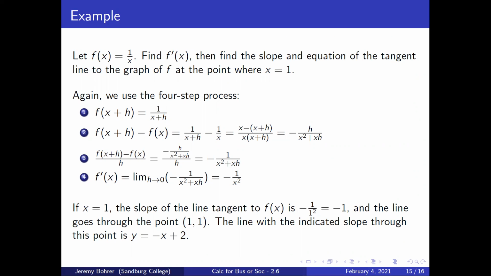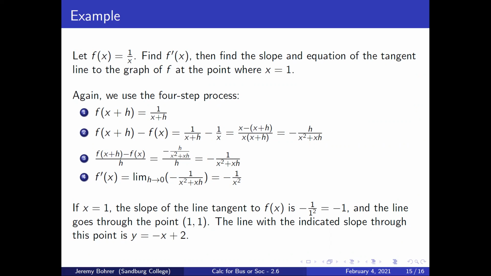Let f(x) equal 1 over x. Find f prime of x, then find the slope and equation of the tangent line to the graph of f at the point where x equals 1. Again, we use the four-step process. f(x+h) equals 1 over x plus h. f(x+h) minus f(x) equals 1 over x plus h minus 1 over x, which equals x minus (x plus h) over x times (x plus h), which equals negative h over x squared plus xh.